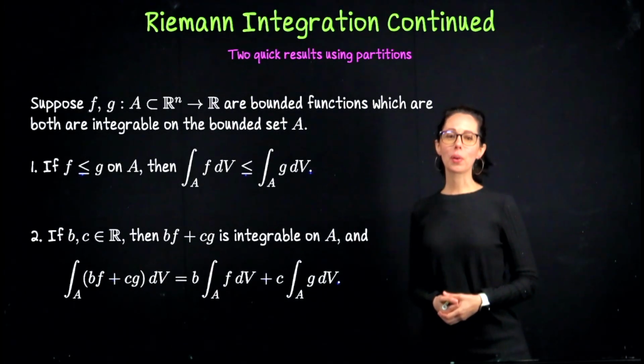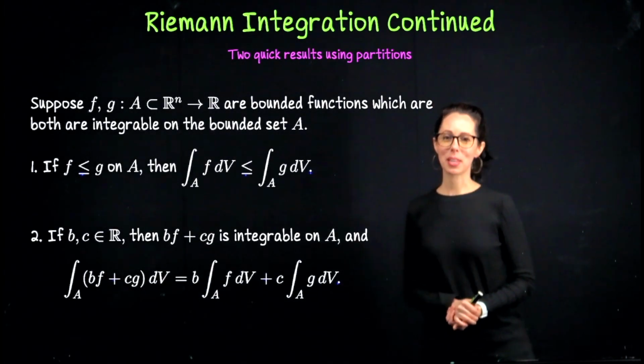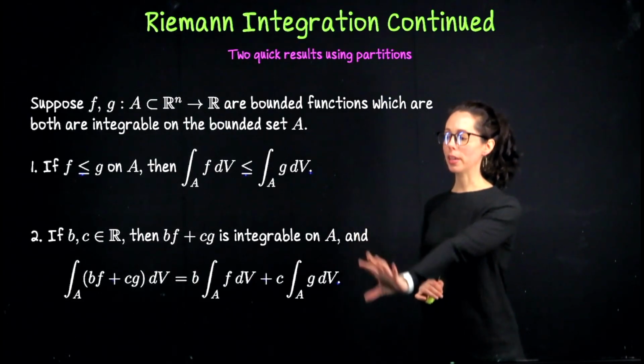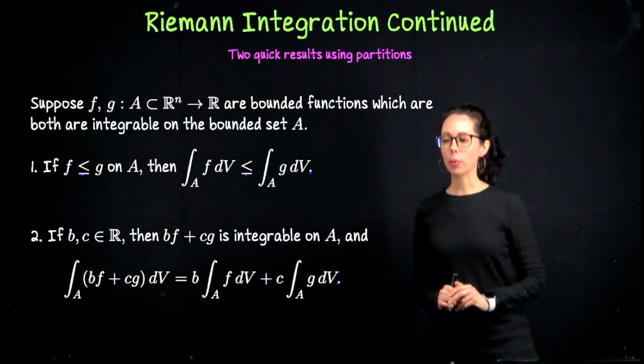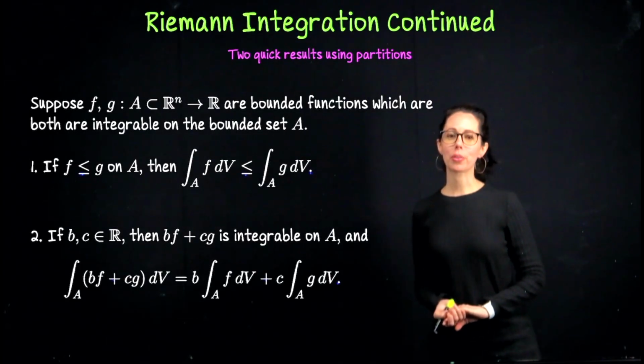In this video, we are going to use partitions, upper sums, and lower sums to prove these two properties for the Riemann integral. Let me give you a moment just to read through them, then I will come back and name them, and then we will work through their proofs.